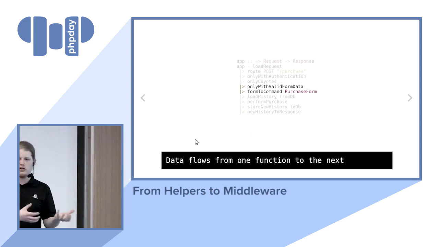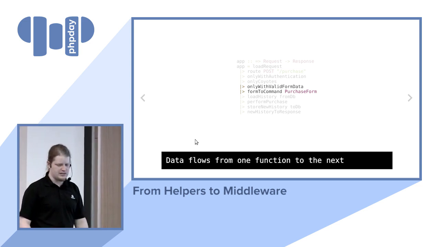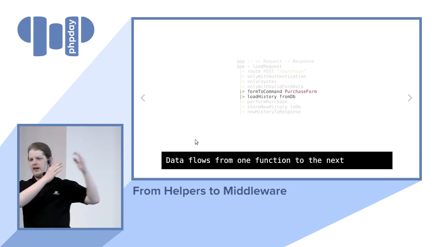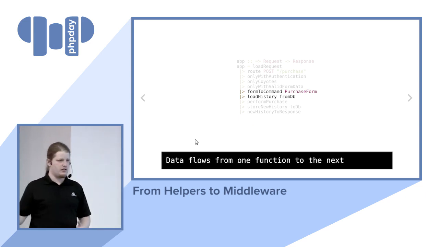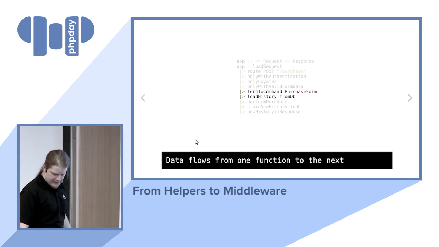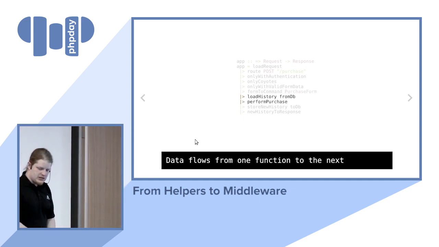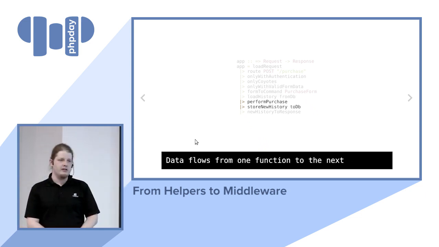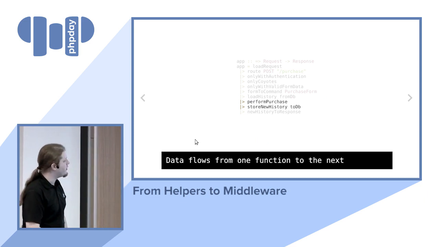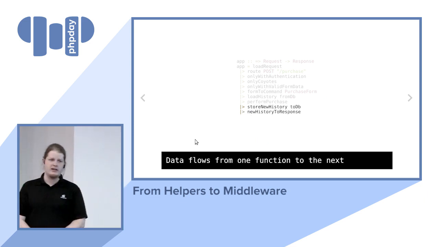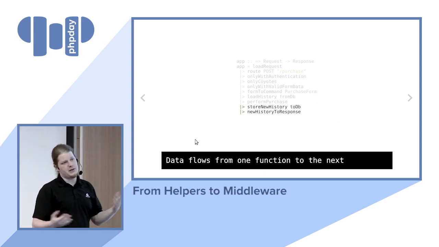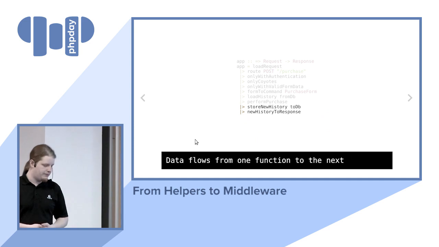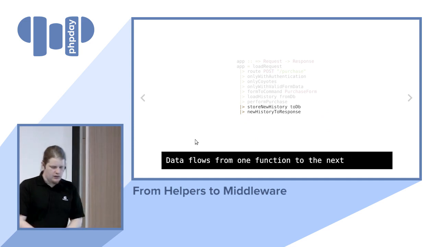So we translate the form into a command, something that we understand from a business perspective. And then we load the history from the database, which is the list of everything that happened in our system for this particular user or for this product. And then we perform a purchase, and the purchase gets stored in the database as new history. And we take the new history and convert it to a response, which is telling us what happened. So our response basically says, OK, and this is the new ID, for example. So we can pipe things together.